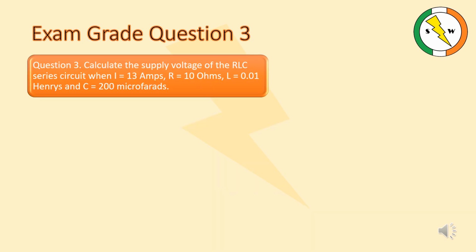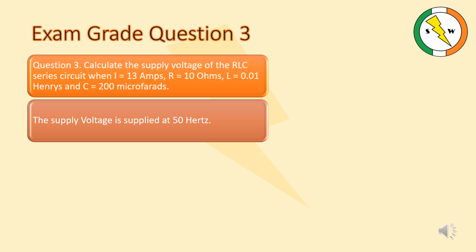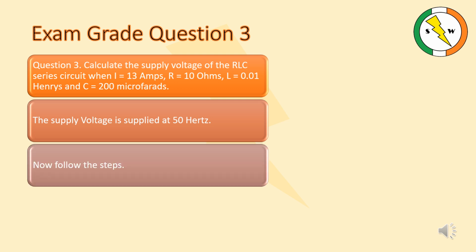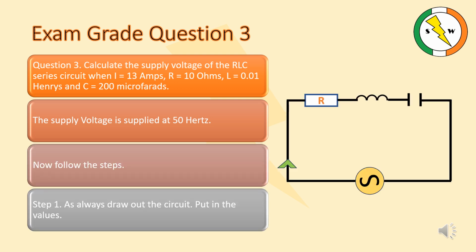Question 3. Calculate the supply voltage of the RLC series circuit when I equals 13 amps, R equals 10 ohms, L equals 0.01 henries, and C equals 200 microfarads. The supply voltage is supplied at 50 Hz. Now follow the steps. Step 1. As always, draw out the circuit. Put in the values.